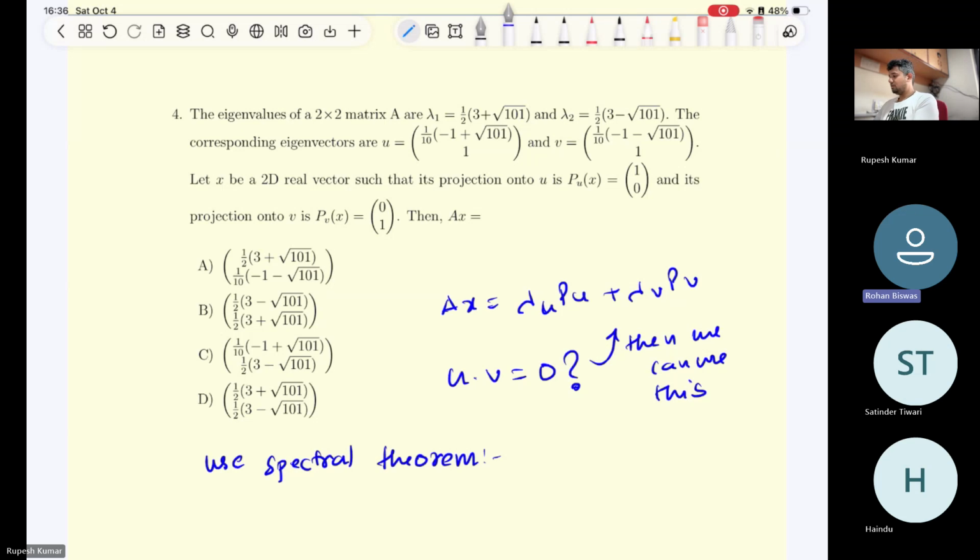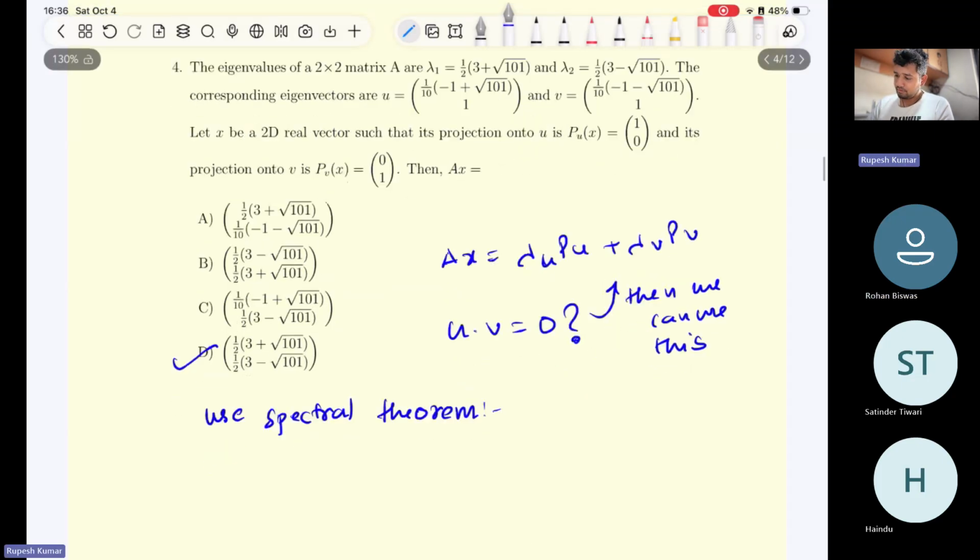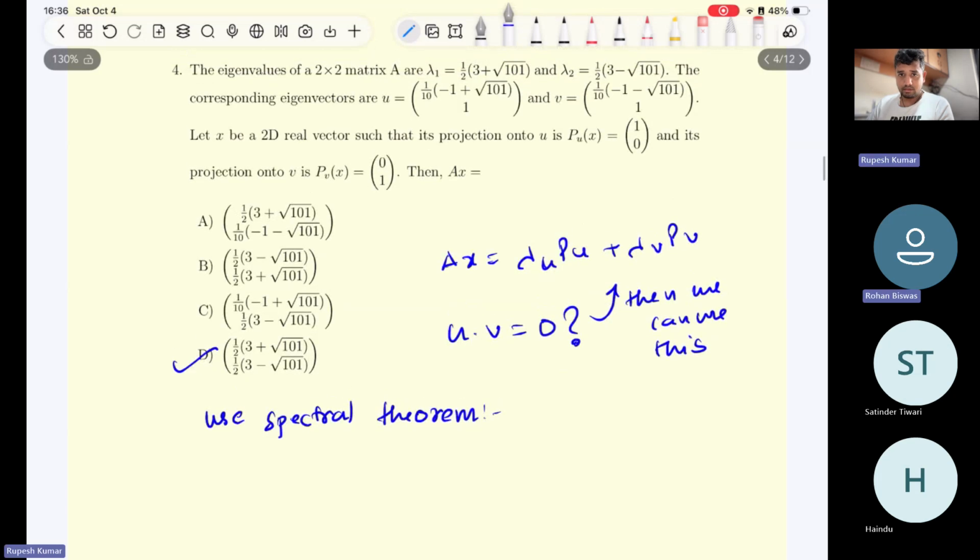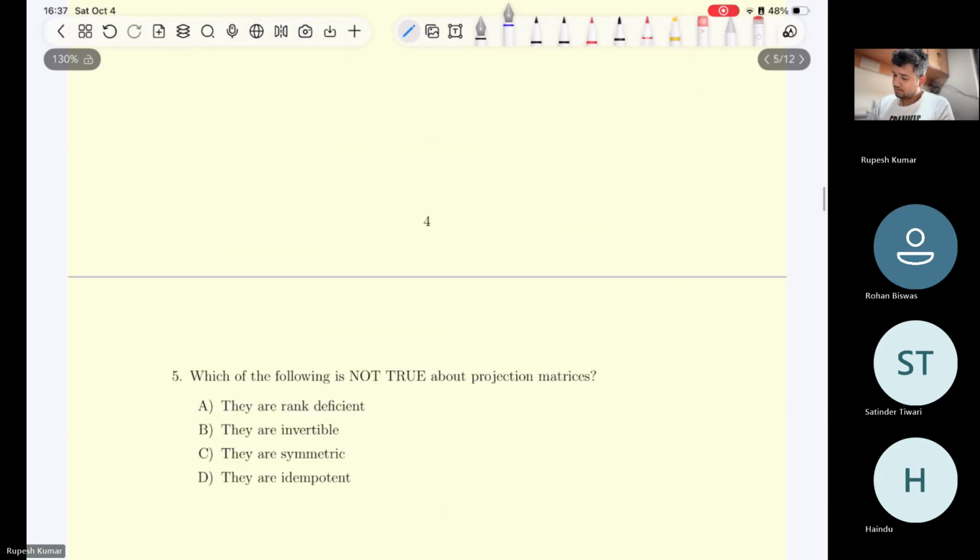Yes, sir, in a minute. X is this. Lambda. Okay. AX equals 3 plus 101 half 3 plus 3 minus. Option D is correct, right? Yeah. Any doubts? No, sir. Fine.